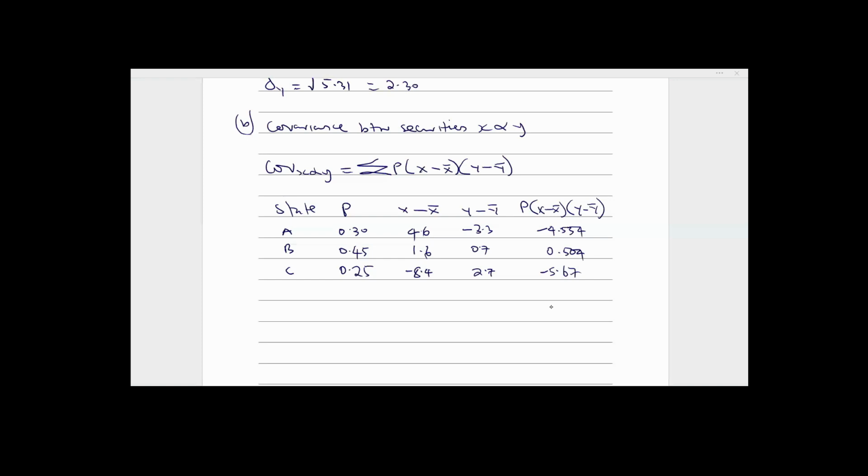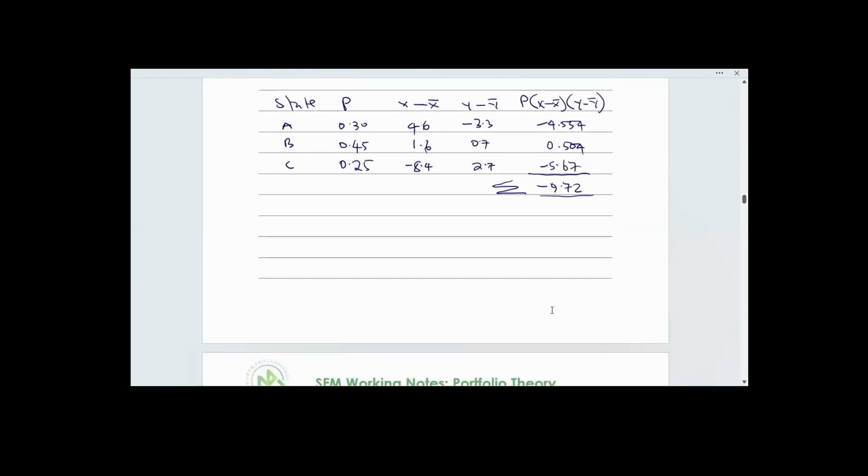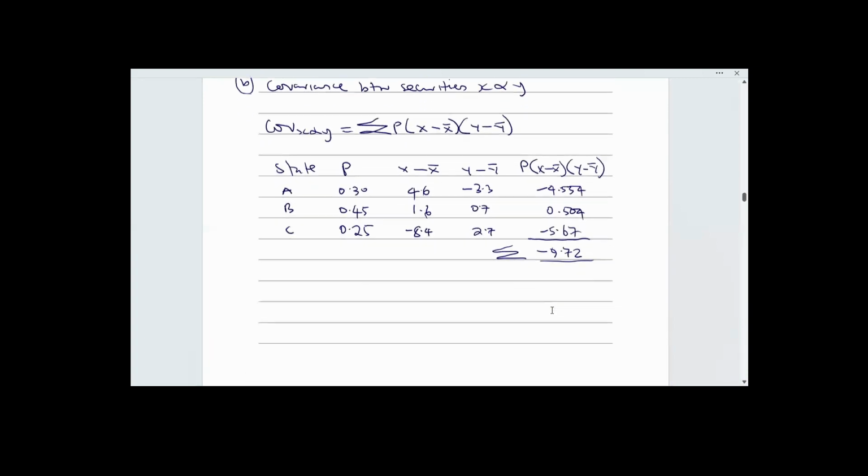So we need to add everything together: plus 0.504 minus 4.554 minus 5.67, and the answer here is minus 9.72. This represents the covariance between security X and Y. So now that I have the covariance between X and Y, I need to calculate the correlation coefficient.